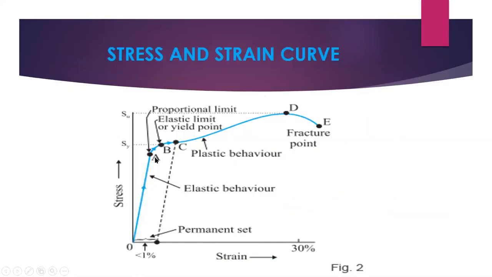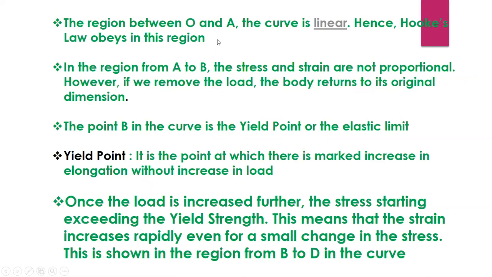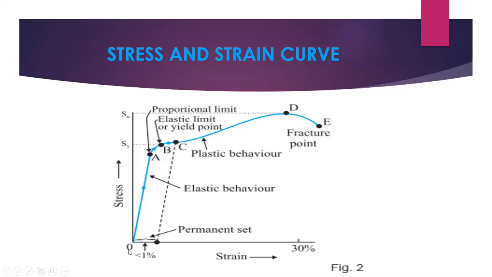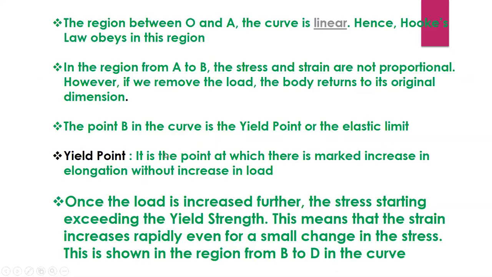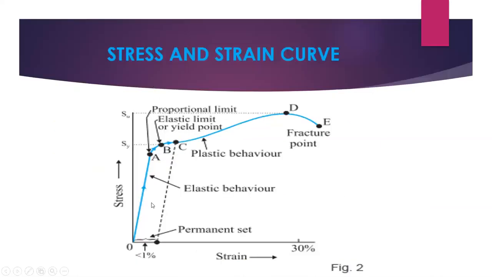Okay, so here you can see there are 5 points marked. One is A, the proportional limit, and B is the elastic limit or yield point, and C is another point, and then D and E. Okay, so in the region O to A, from the origin to the point A, the curve is linear, hence Hooke's law is obeyed in this region. So when you apply the load from O to A, the line is linear, so Hooke's law is applicable here.